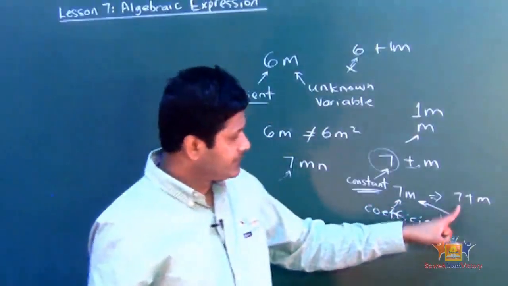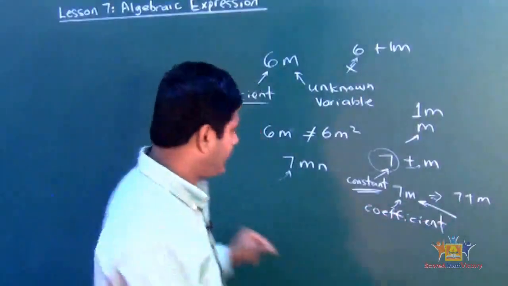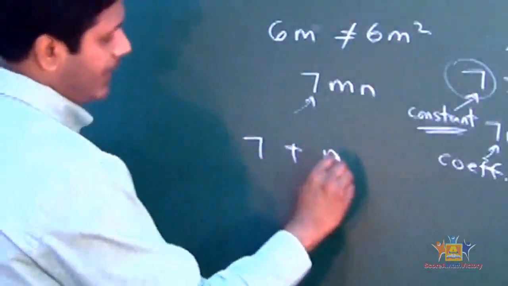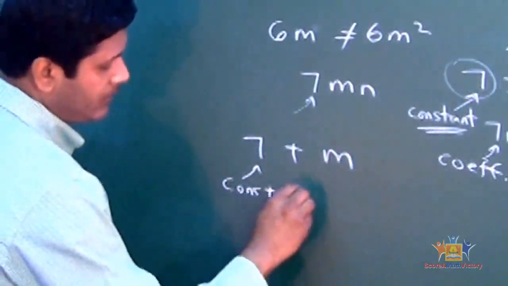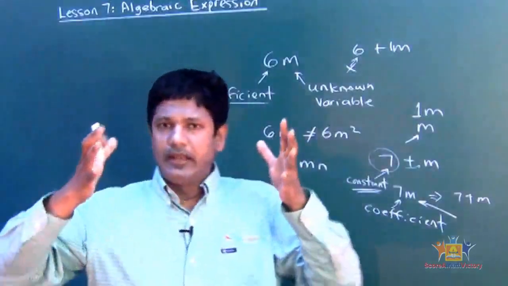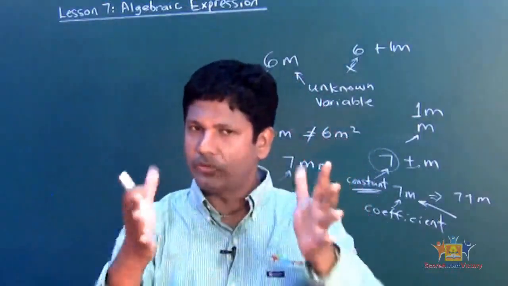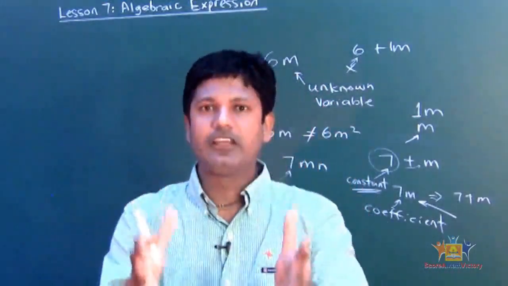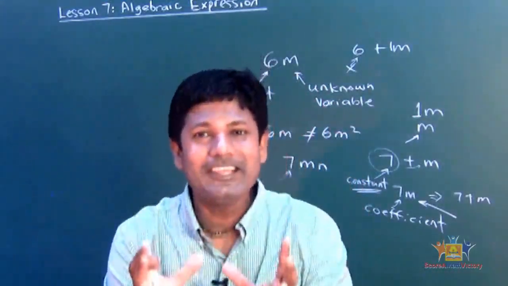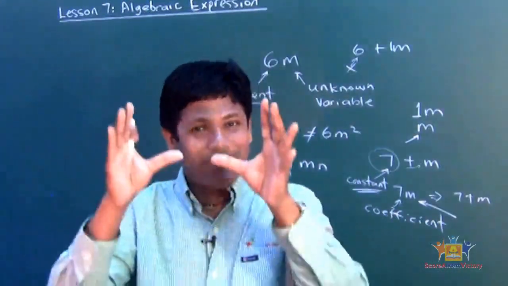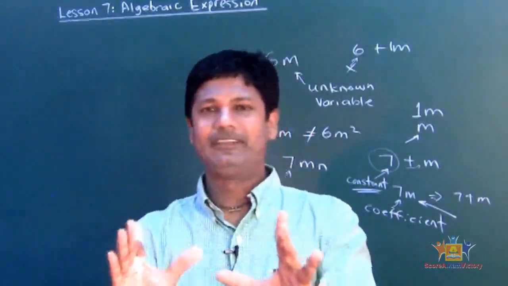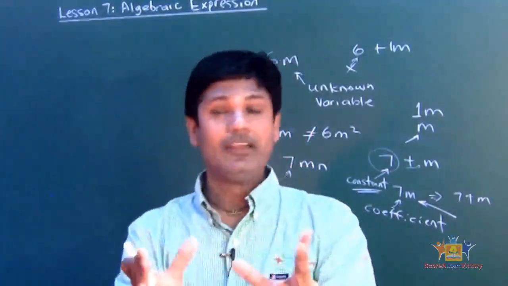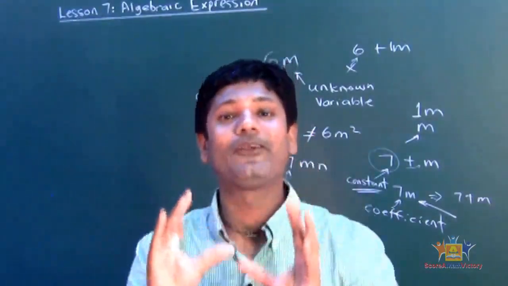So in this case, 7 is a constant. In other words, in 7 plus m, the 7 is a constant. Constant, because constant means what? Like the English word that literally says it's constant. That means nothing changes. The number 7 is exactly 7. It doesn't change. Am I right? Is it going to be 8? Is it going to be 9? No, it's 7. 7 means 7. That's why we call that constant.